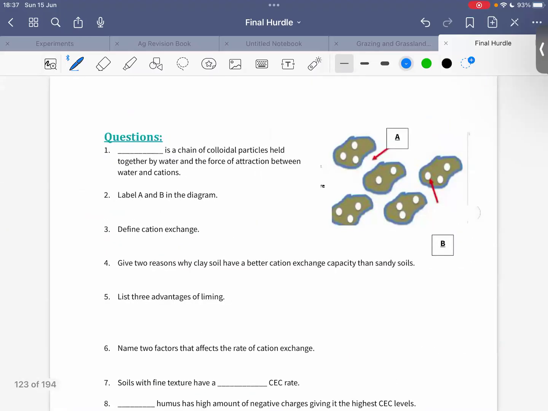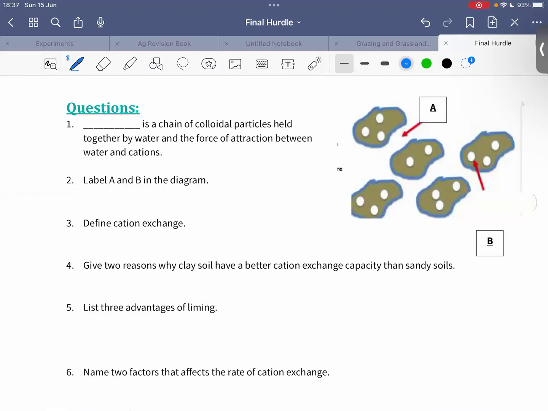Right. Built into it there are questions. So what is a chain of colloidal particles held together by water and the force of attraction between water and cations? So what is that? Excellent, Ella. It is a floccule. Brilliant. Label A and B in our diagram, so we're just after going through it. The space between the actual particles, A, is going to be known as a macropore, and then B is going to be known as a micropore.